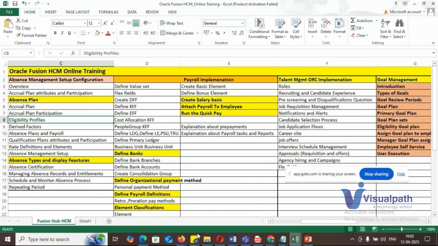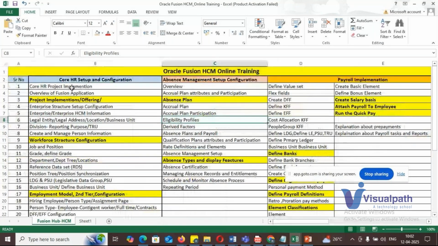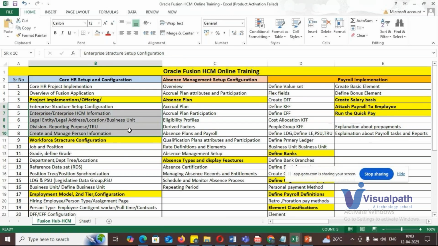Okay, and first the course content will cover Core HR setup configuration, project implementations in Fusion. And we'll do the enterprise setup configuration. Under the enterprise setup configuration, we'll do the legal entity, legal address, everything. And the organization information will be configured in the enterprise setup configuration. Okay, right?